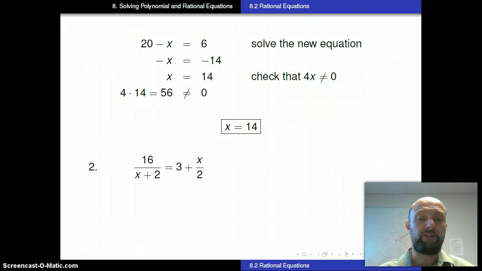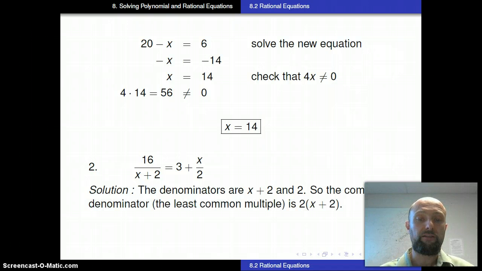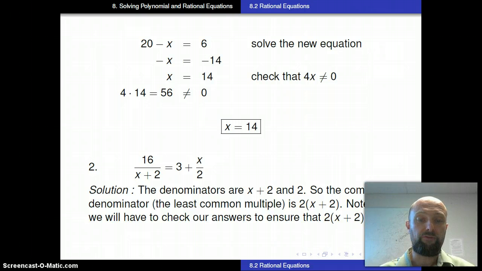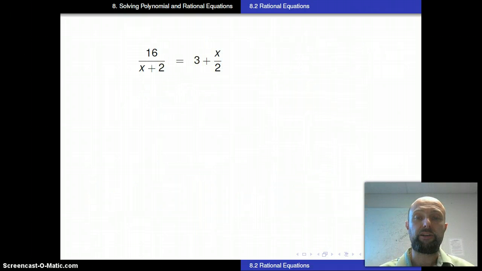Question 2. 16 over x plus 2 is 3 plus x over 2. The denominators involved are x plus 2 and 2. So the common denominator, the least common multiple, is 2 times x plus 2. Note that we will have to check our answers to ensure that 2 times x plus 2 is not 0. So here's the equation, and we multiply both sides by 2 times x plus 2 to eliminate fractions.